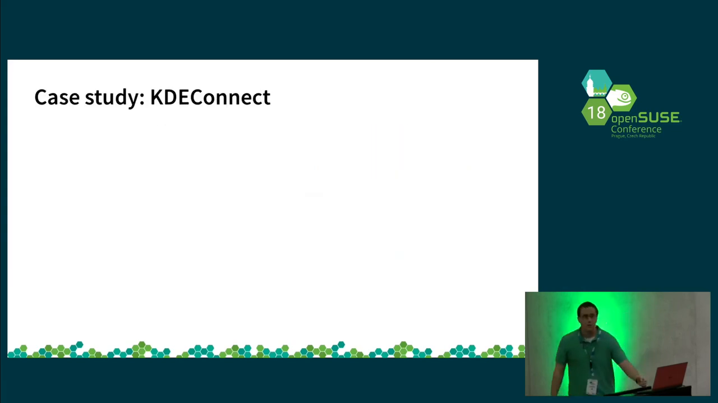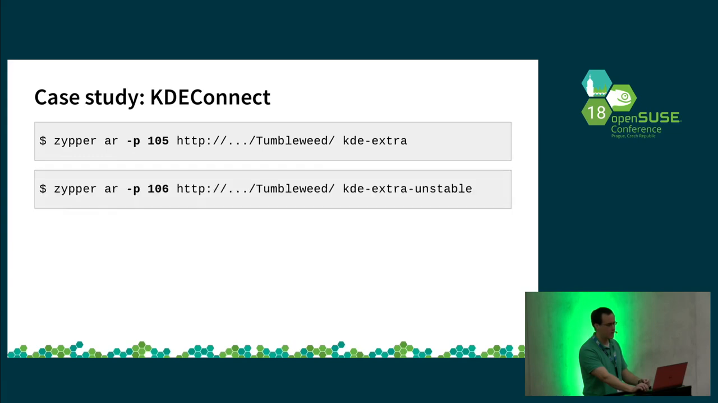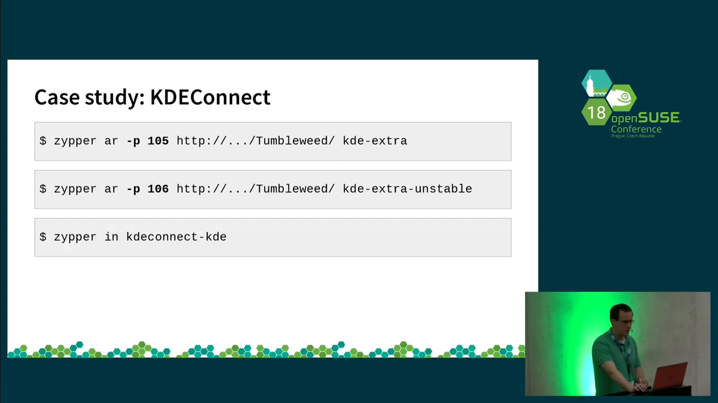Next, I'll cover a case study that I had personally, which was using KDE Connect. It was not yet in the official repositories when I started using it. I already had the KDE Extra repository, and I added the KDE Extra Unstable. You'll see I added them with priorities of 105 and 106, those being less important than the default priorities, which means I only want to use them for packages that aren't in the main product repositories. So I went ahead and installed KDE Connect in that case.